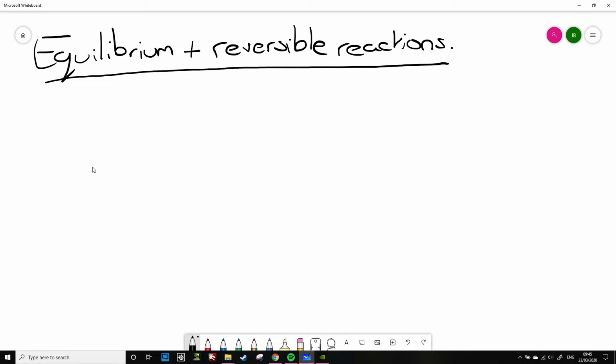So first of all, we need to understand what a reversible reaction is. Now the symbol for a reversible reaction is as follows. We have two arrows, one going forwards, one going backwards. This is implying we can go in both directions.